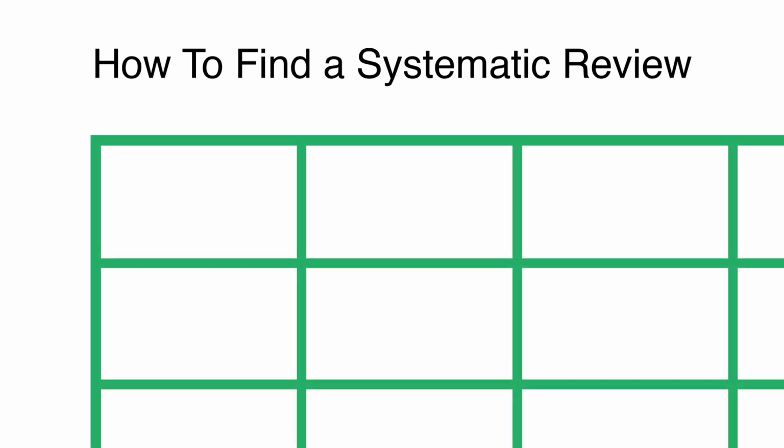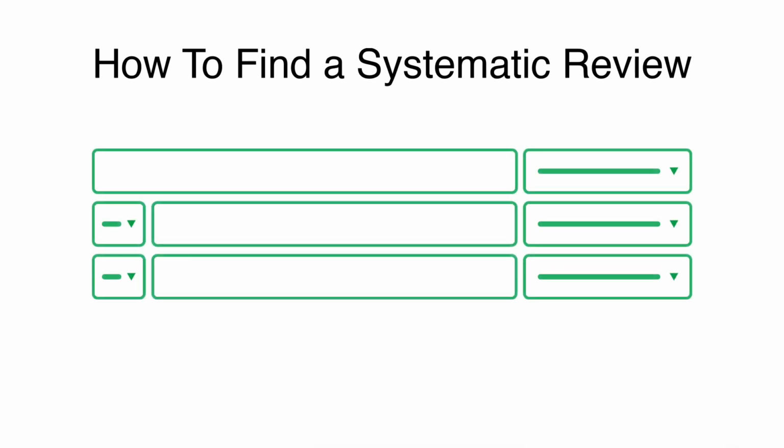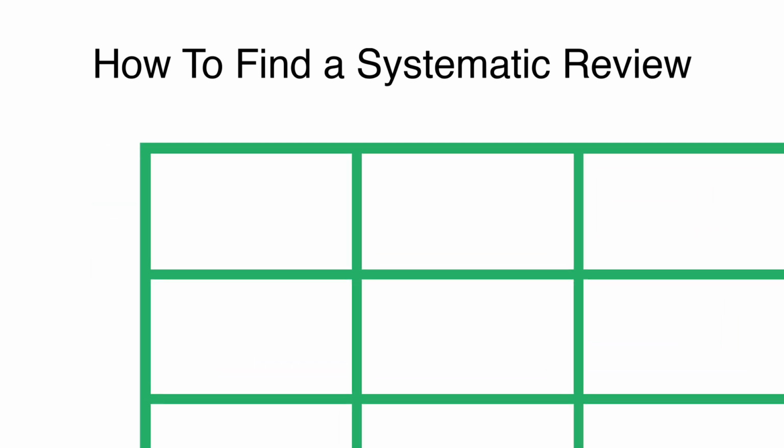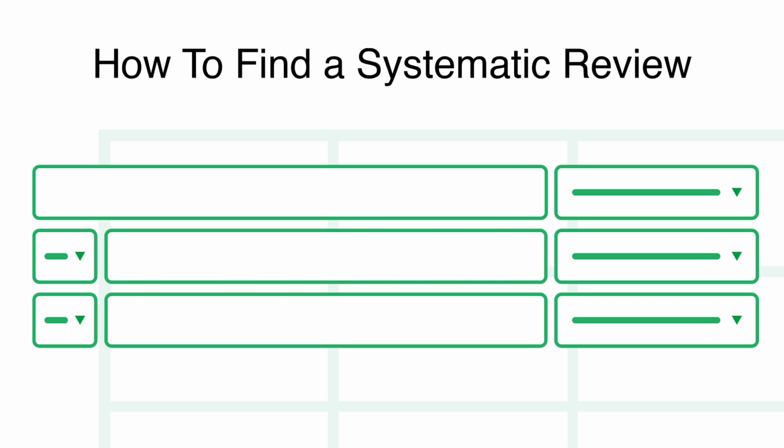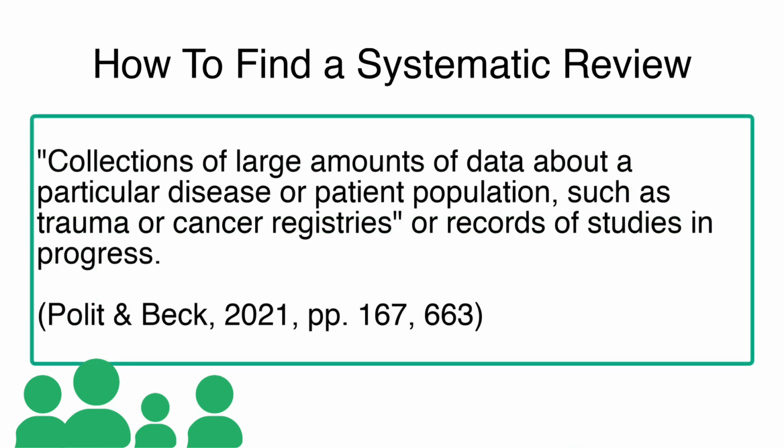Now let's consider where to find a systematic review. Let's first look at registries, but before we do, let's consider the difference between a registry and a database. Generally, registries are lists of official records with electronic search functions like databases or search engines. Registries, in the context of health science, relate to populations affected by certain diseases or clinical studies. They are described as collections of large amounts of data about a particular disease or patient population, such as trauma or cancer registries or records of studies in progress.